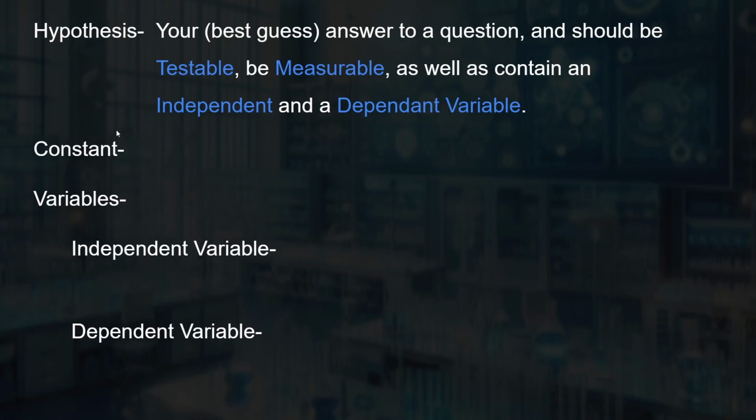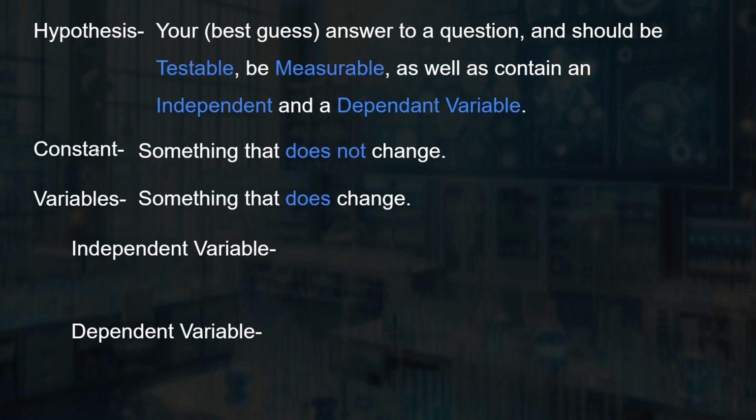So then you have your constant. A constant is something that doesn't change. This is something that I don't want to change at all through the course of the experiment. And we'll talk later about why that would be important. Variables are the opposite of a constant. It's something that does change. And we have two different types of variables, the independent and the dependent variable.